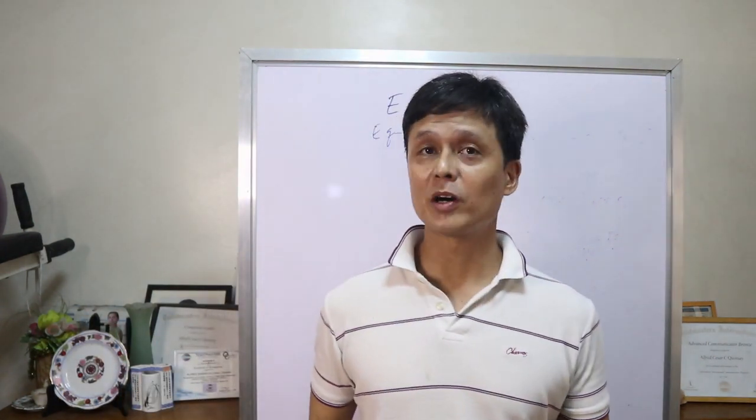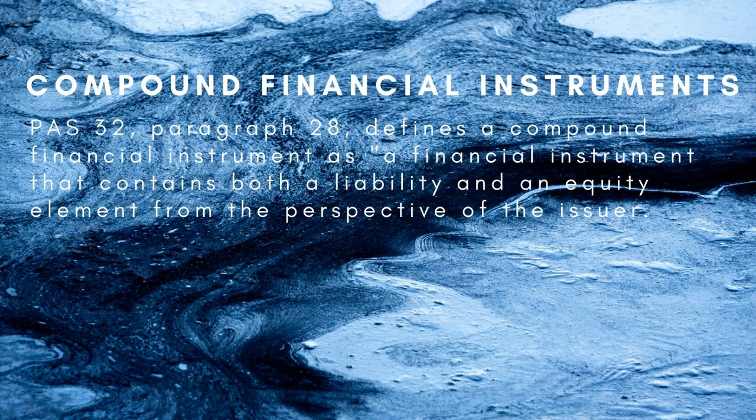Para naman dun sa compound financial instruments, ito yung dalawa yung niya, meron siyang liability portion saka merong equity portion. Now, under PAS 32 paragraph 28 defines a compound financial instrument as a financial instrument that contains both a liability and an equity element from the perspective of the issuer.